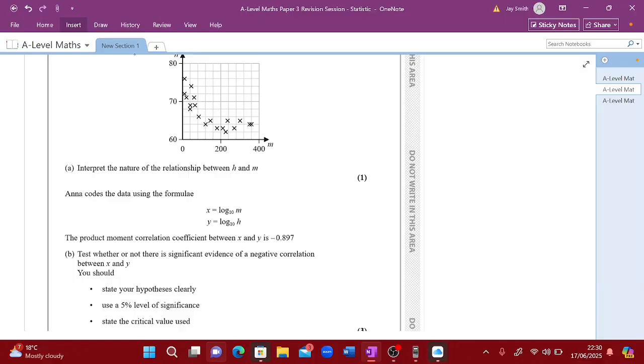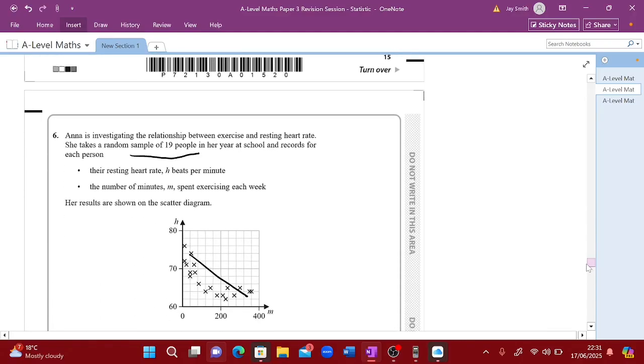But obviously that's going to be a negative correlation. As one variable goes up, the other variable goes down. So it's a negative correlation. But they want you to explain what that means using the variables H and M. So that's going to be, if I write this down in words.